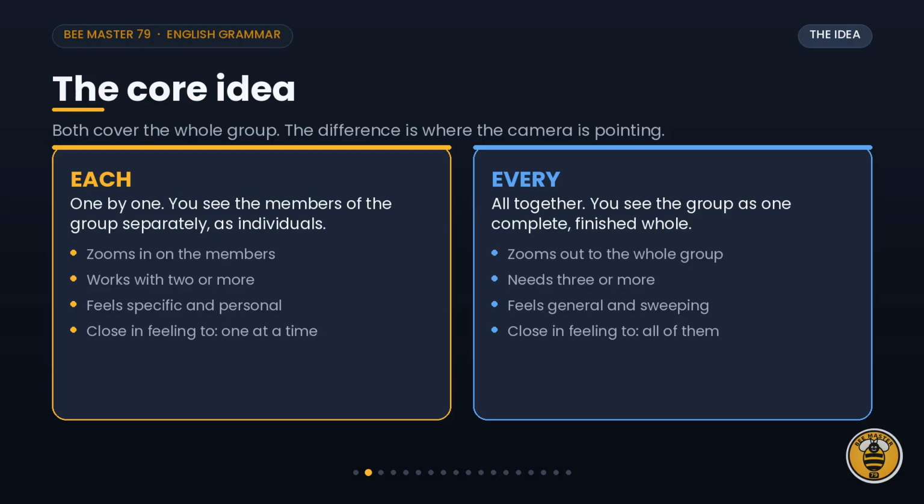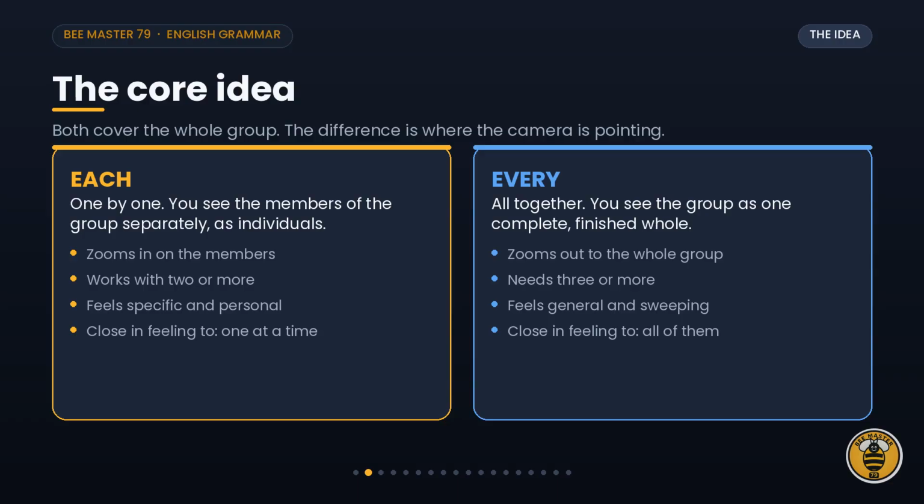Start with the picture in your head. Each looks at the members of a group one by one, separately, as individuals. Every steps back and looks at the whole group together as one complete set. Listen to the difference. Each student came up and collected a certificate. You can almost see them arriving one at a time.